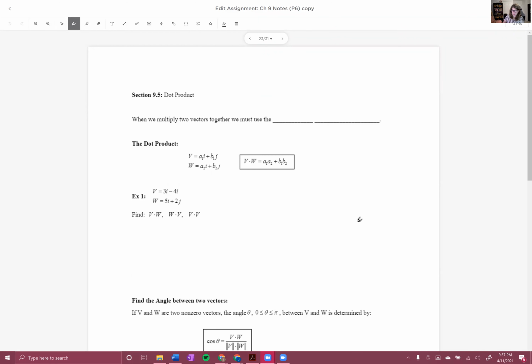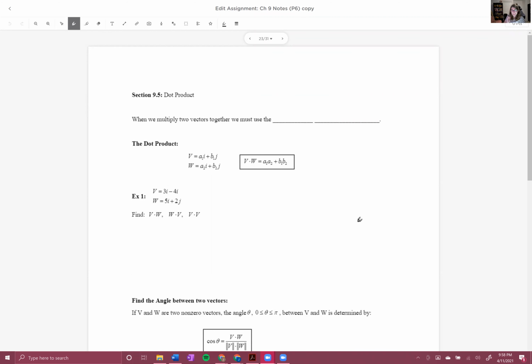All right. So we're going to take care of 9(5), which is about the dot product. The dot product is something that we do with vectors when we're multiplying them together. So when we multiply two vectors together, we use the dot product.